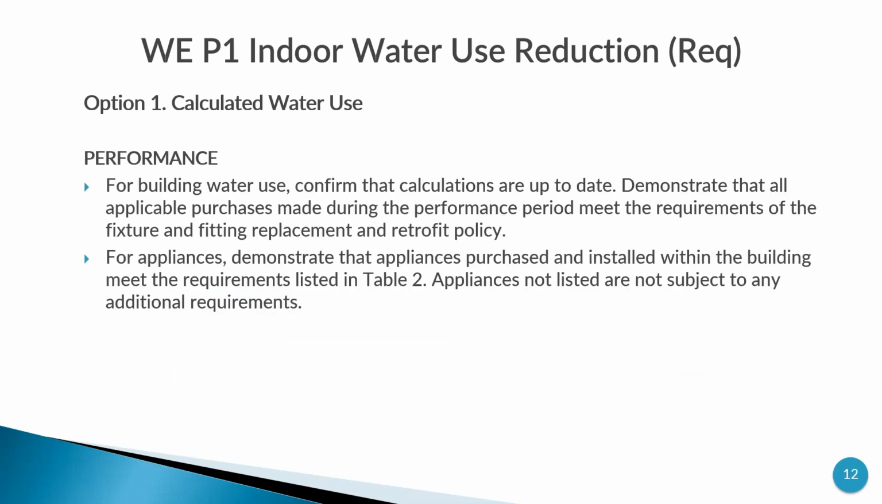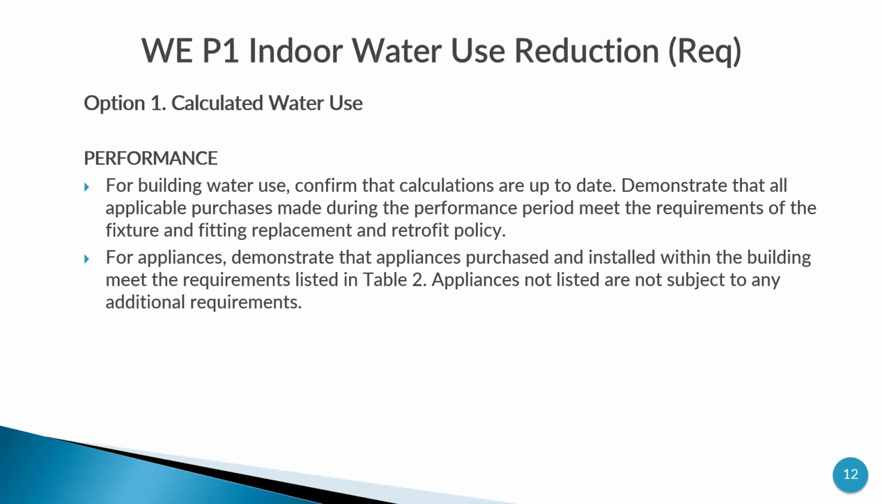Now coming to the performance part of it, till now what we have seen is establishment. So for buildings water use, confirm that calculations are up to date. Demonstrate that all applicable purchases made during the performance period meet the requirements of the fixture and fitting replacement and retrofit policy. Means whatever policy you have made during the establishment period, during the performance period, you need to ensure that the policy is being followed. For appliances, demonstrate that appliances purchased and installed within the building meet the requirements listed in table 2, which we have seen in the previous slide.